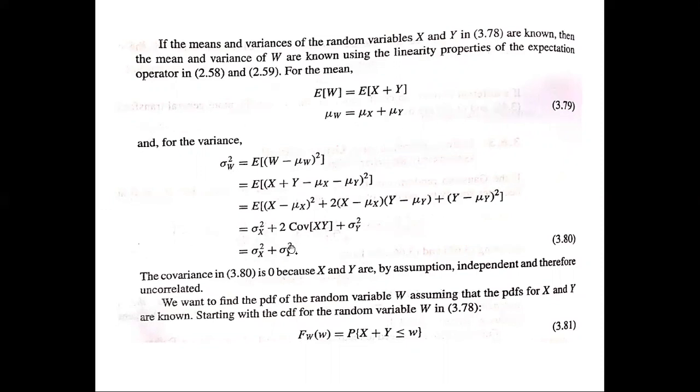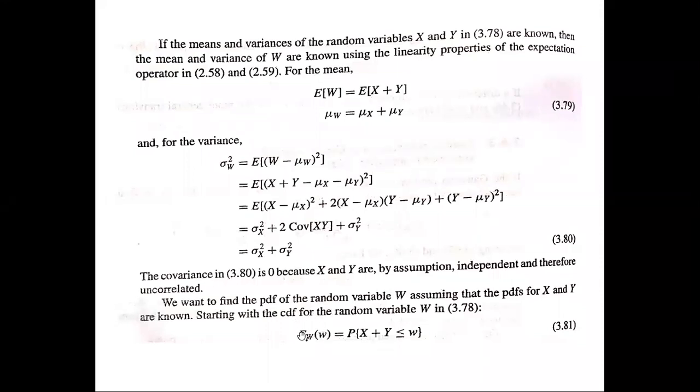Okay, the squared term is variance. If you just take sigma x, that will be the standard deviation. So we want to find the PDF of the random variable w, assuming that the PDFs for x and y are known. Starting from the CDF, before finding the PDF, we will start from the cumulative distribution function for the random variable w.